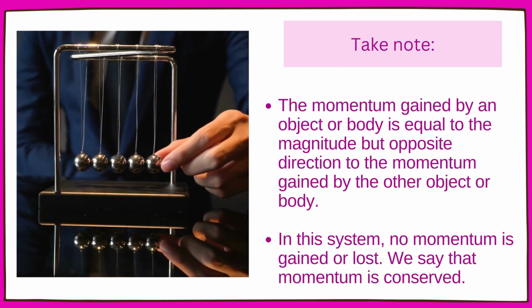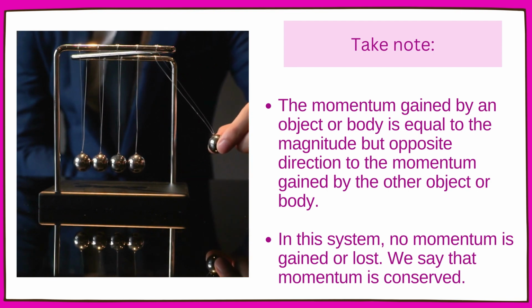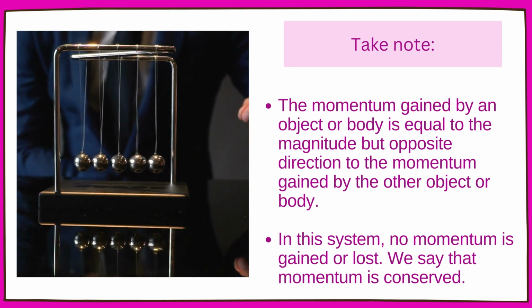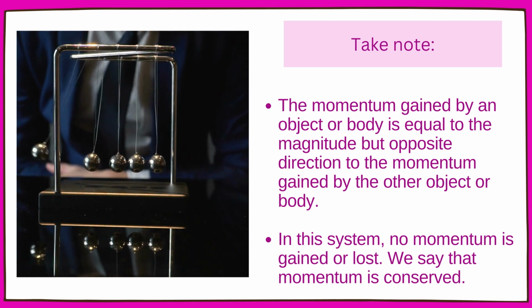The momentum gained by an object or body is equal in magnitude but opposite in direction to the momentum gained by the other object or body. In this system, no momentum is gained or lost. We say that momentum is conserved.